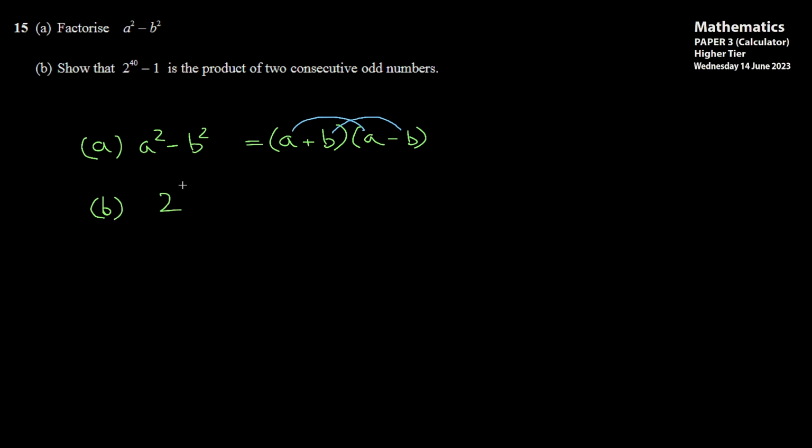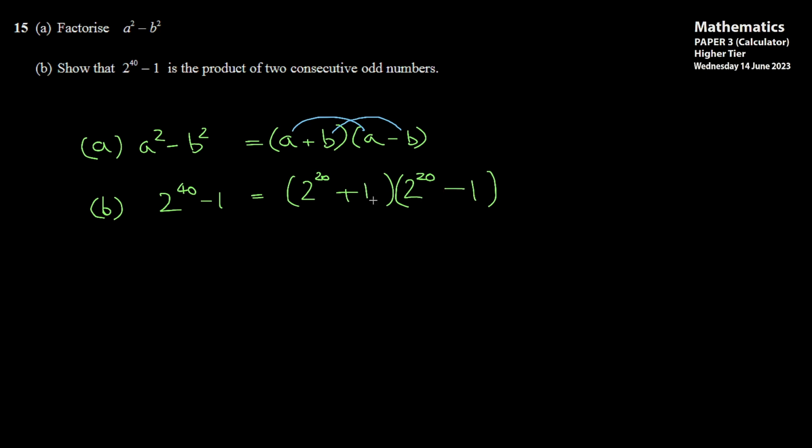And we've got 2 to the 40 minus 1. Now that's also the difference of two squares, one being a square. So this will break down into 2 to the 20, the square root of 2 to the 40, and this will be 2 to the 20, and this will be plus 1 and minus 1.